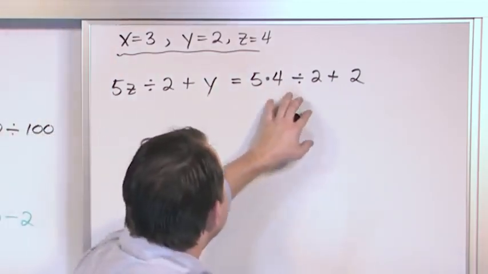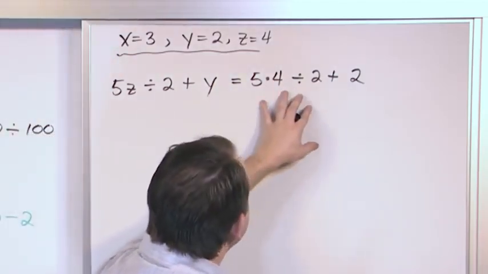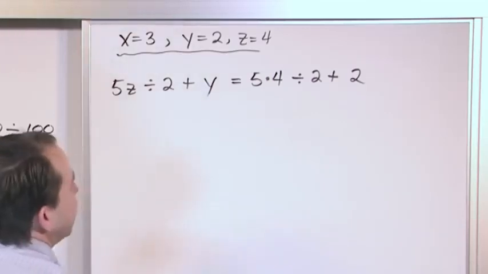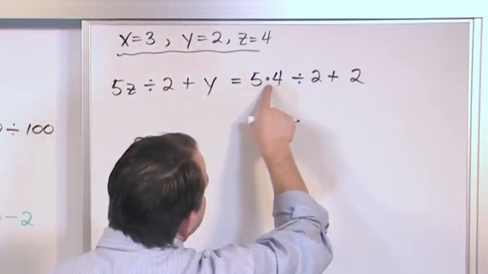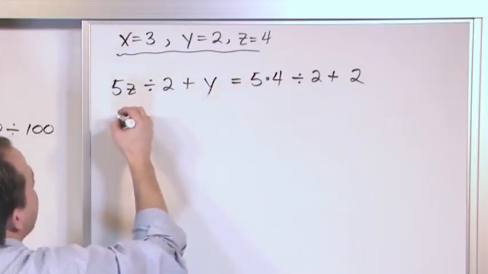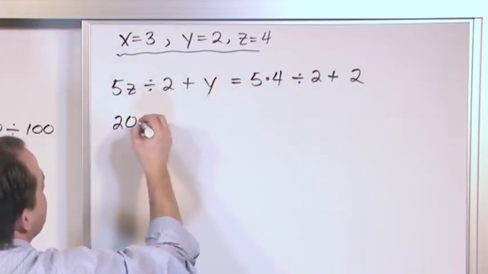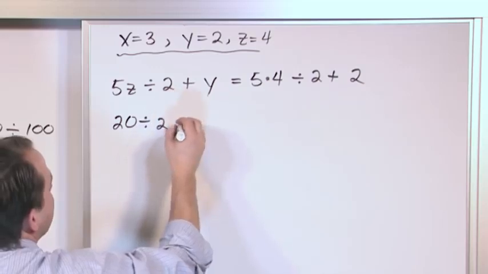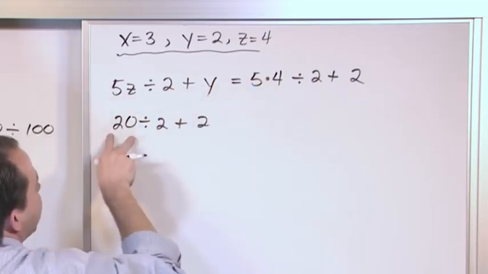Are there any parentheses? No. Are there any exponents? No. Is there any multiplication and division? Yes, there is. There's multiplication here and there's division here, so we do those first. So let's start left to right. 5 times 4 is 20. Let's rewrite the problem, making it 20.